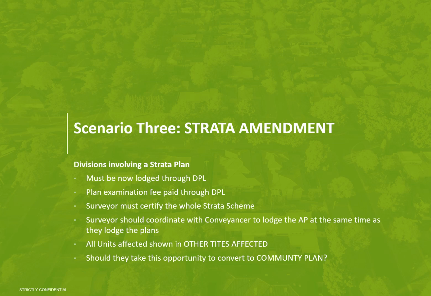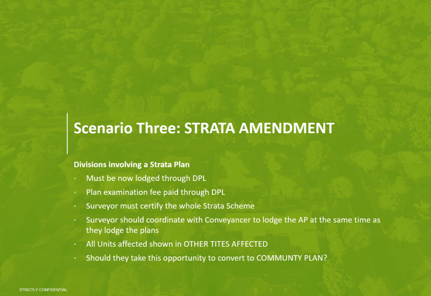With DPL, we will get both plans ready for approval and approve both plans at the same time if the AP dealing has been lodged. Otherwise, we will hold off approval to await the AP to be lodged. Ideally, the surveyor and the conveyancer should be coordinating lodging the plans and dealings at the same time, so we can process it accordingly.